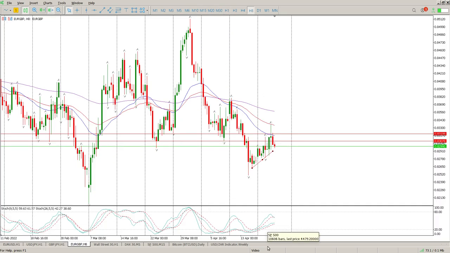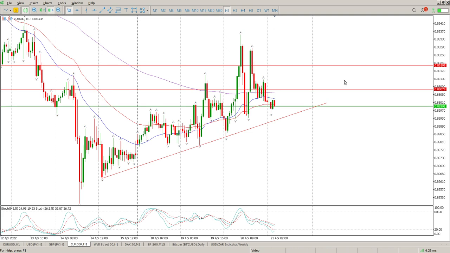Lastly, Euro British Pound. So we did bounce up beyond what we were looking at. I was looking at this level yesterday for a pullback, 0.83198. We got quite far beyond that. It does look like a bit of a flag forming. This trend line is critical. It's just drawn in, and I'll explain to you now why.